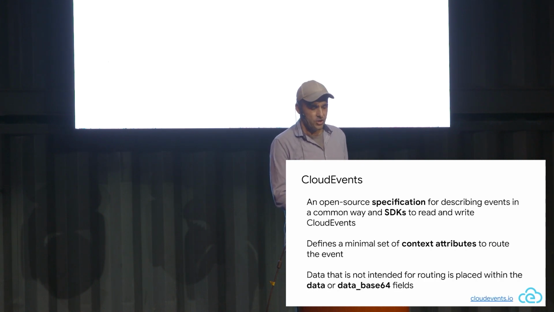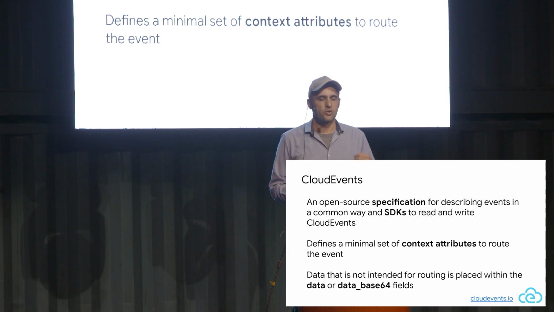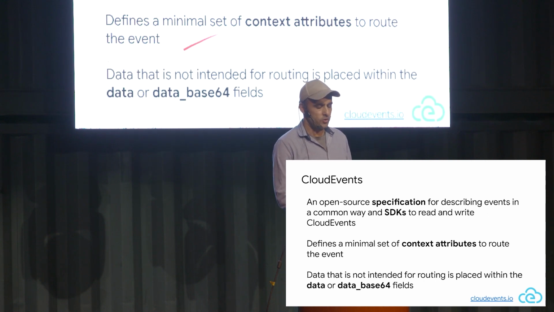It's an open source specification to define events, but also it has SDKs to read and write these events. So it's not just a specification, but it's also SDKs that you can use to read and write events. It defines a minimal set of what's called context attributes. So these attributes define how to route the event, and I'm going to show you an example in the next slide. And it also has a data field that applications use to put their own data. So the context attributes define how to route the event, and the data is what the applications can use to put their own custom data.